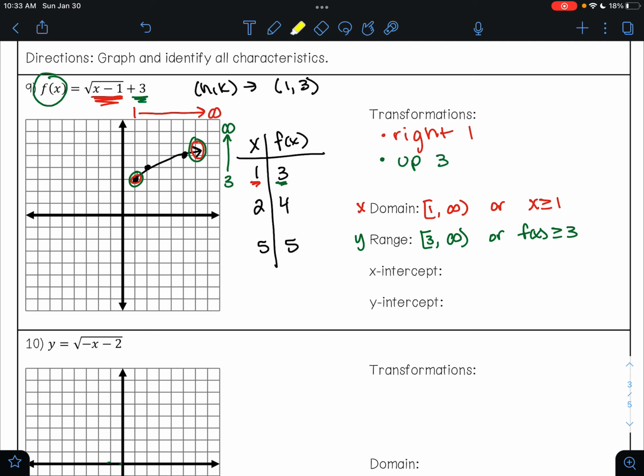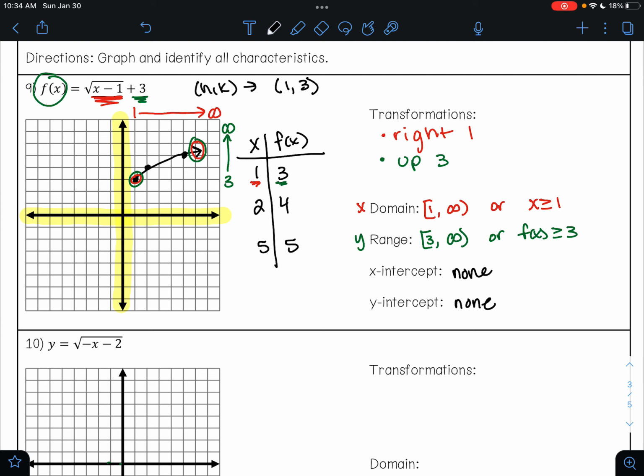Your x-intercept is where your graph crosses your x-axis. This curve does not currently cross my x-axis, nor will it ever, and so I do not have an x-intercept here. Your y-intercept is where your graph crosses your y-axis. Again, it's not currently crossing my y-axis, nor will it ever, so I do not have a y-intercept for this one.